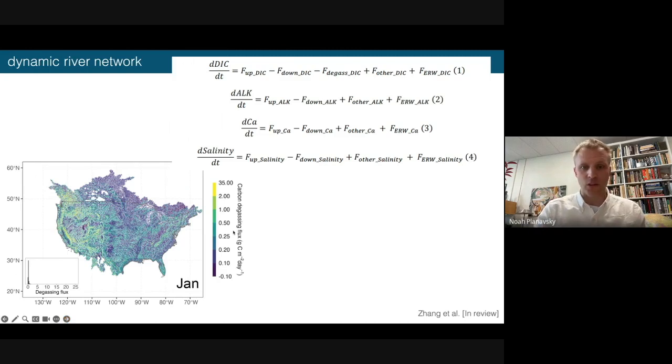And the main ones we're tracking are the cations, the calcium, for instance, that moves through the system, and the components of dissolved inorganic carbon, the bicarbonate and the total dissolved inorganic carbon package in the system.